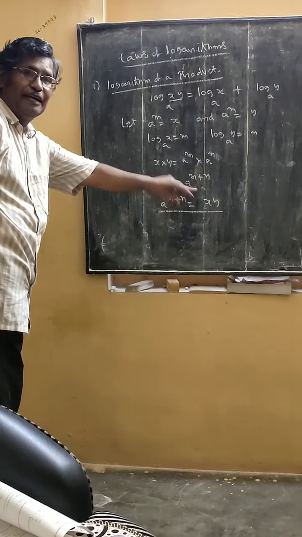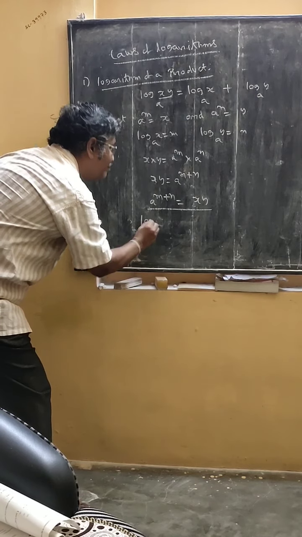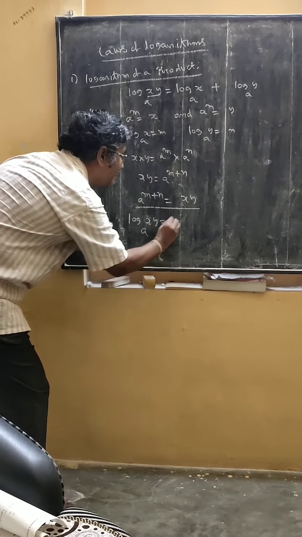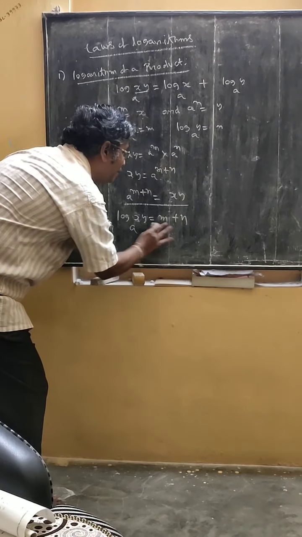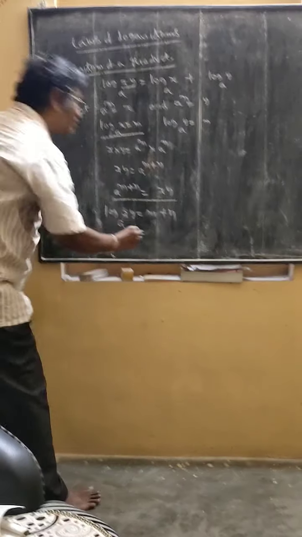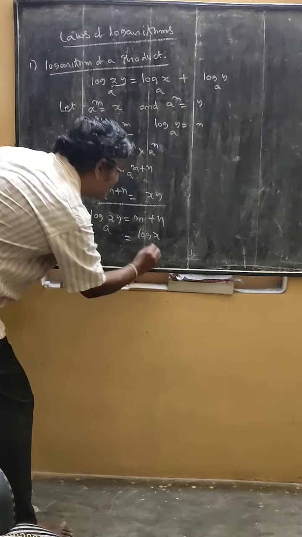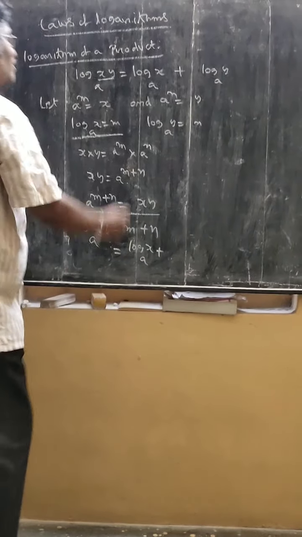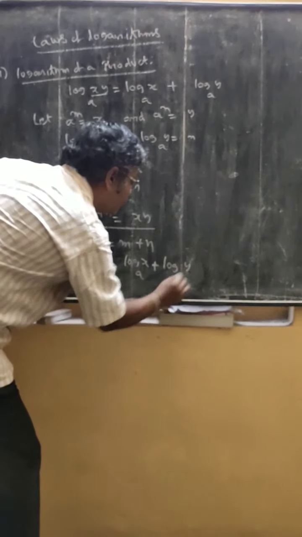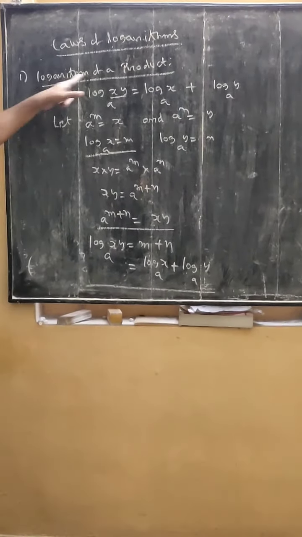It is in unit form, exponential form. Convert into logarithmic form: log xy to the base a is equal to m plus n. What is the value of m? Log x to the base a. Plus, what is the value of n? Log y to the base a. This is called the logarithm of a product.